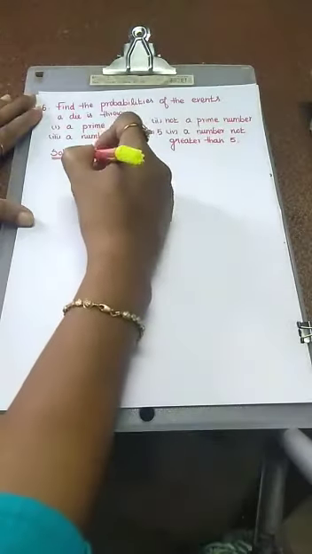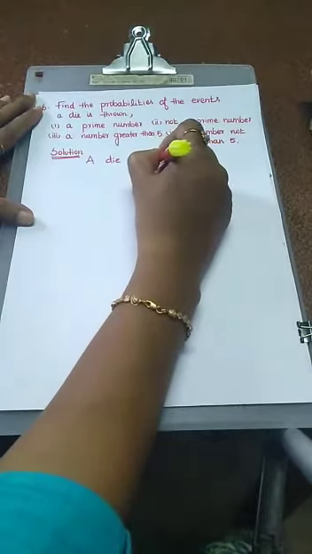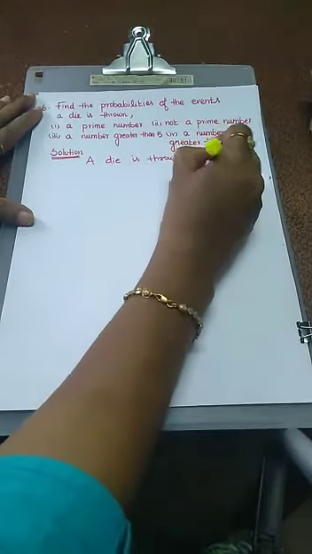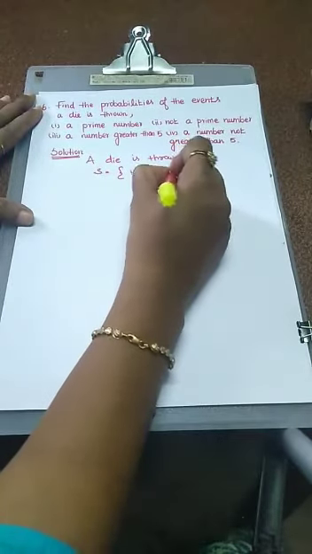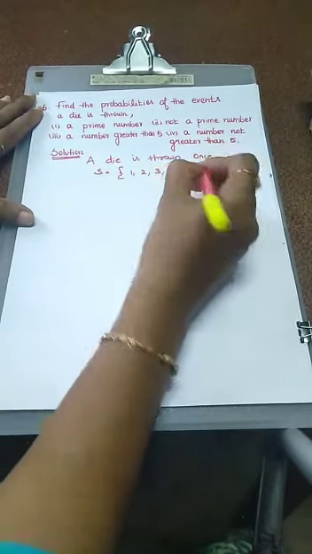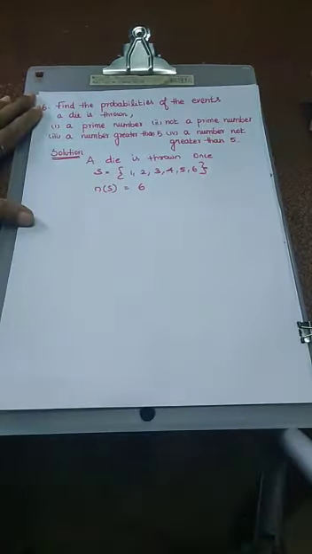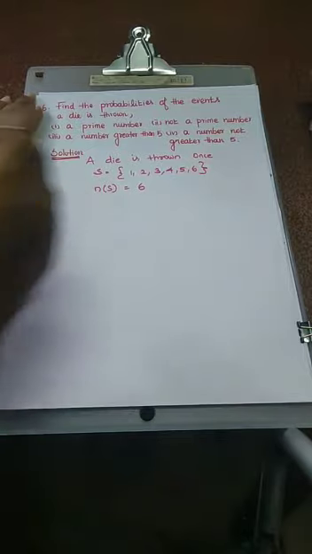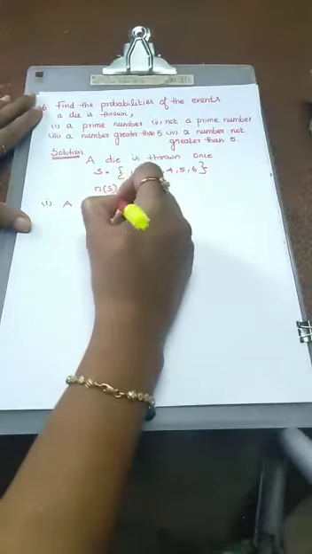Actually a die is thrown once. What is the sample space value? 1, 2, 3, 4, 5, 6. So number of elements in S is actually 6. These are all possible outcomes. What is the first subdivision? A be the event of getting a prime number.